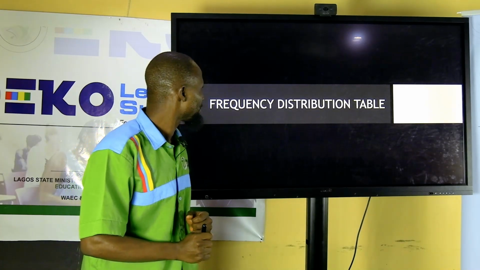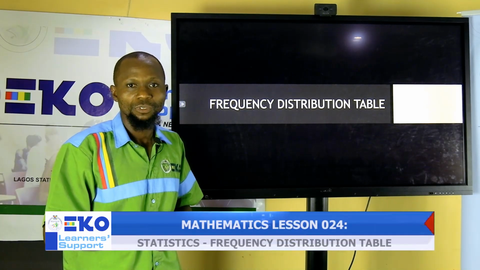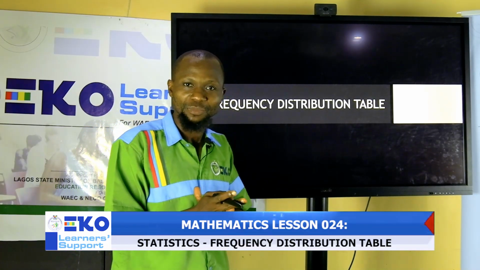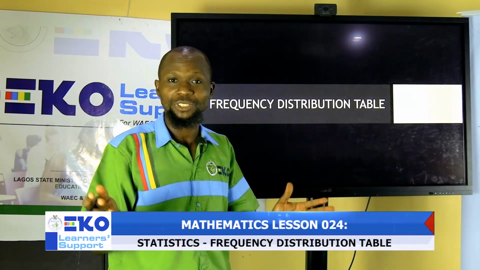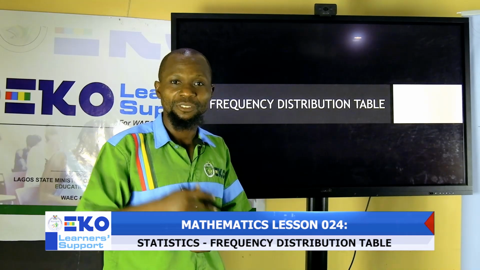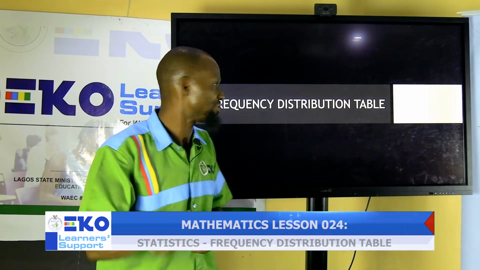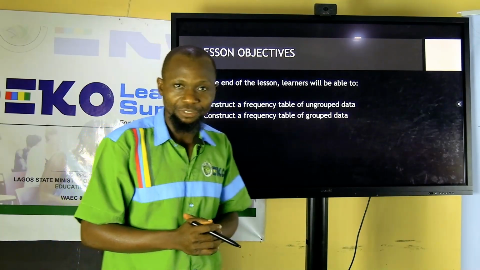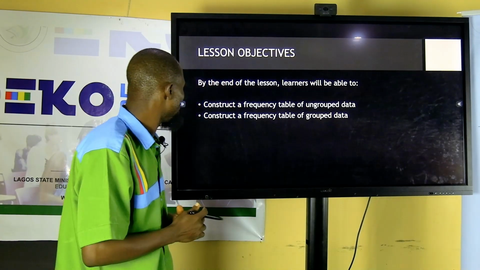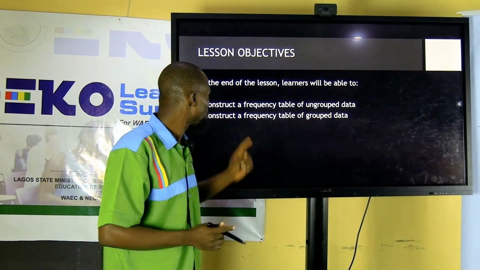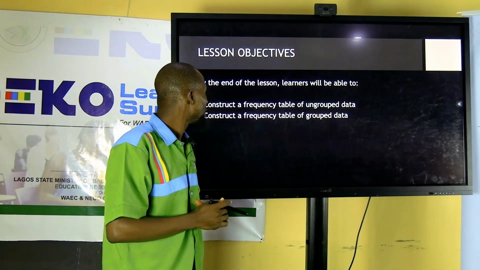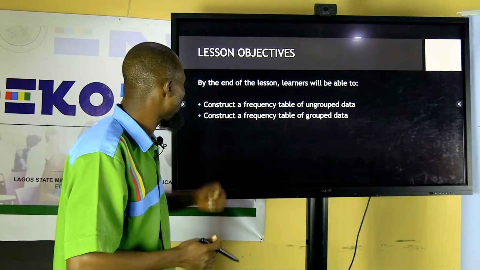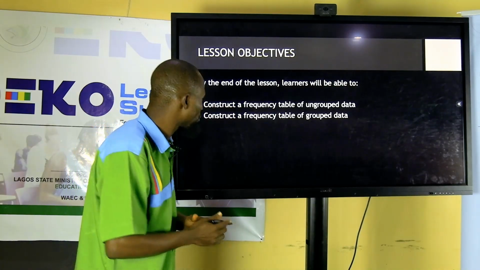Today we want to look at the frequency distribution table, which is an aspect of statistics. Statistics is just an area of mathematics that deals with data collection, presentation, and analysis. So the lesson objectives: by the end of the lesson, learners will be able to construct a frequency table for ungrouped data, as well as a frequency table for grouped data.